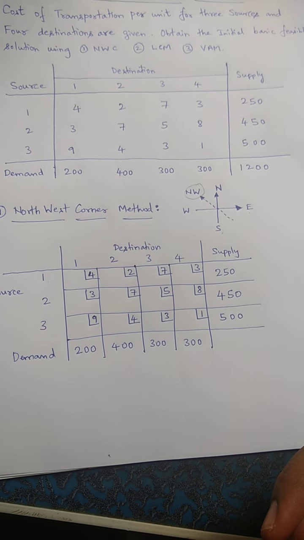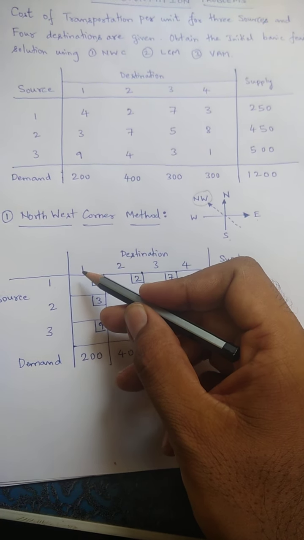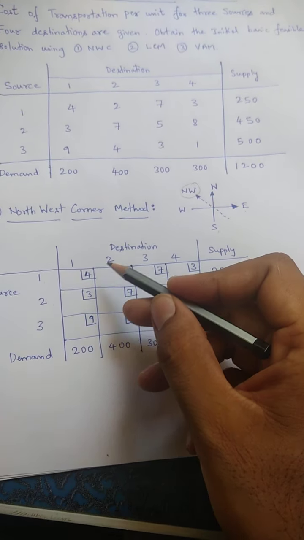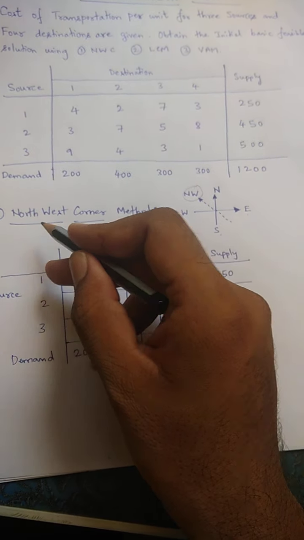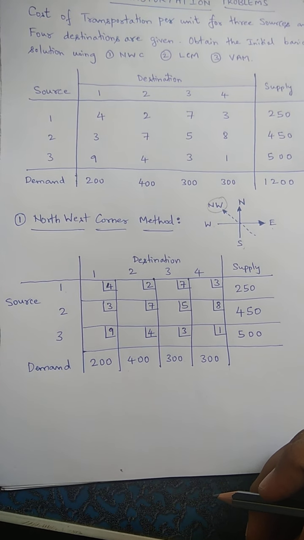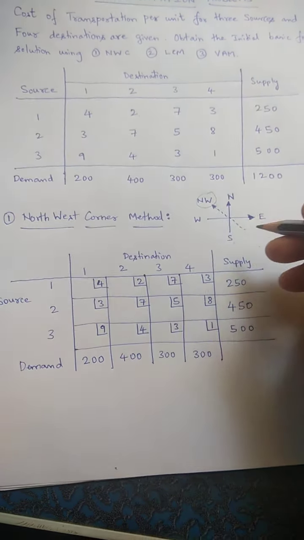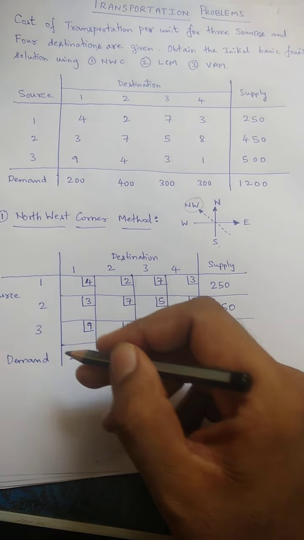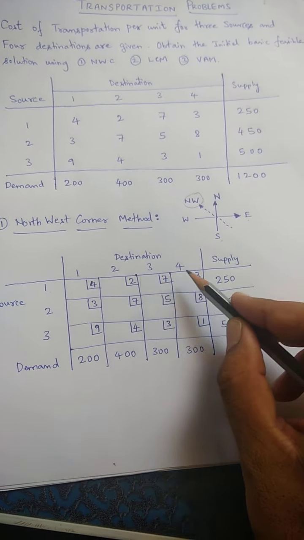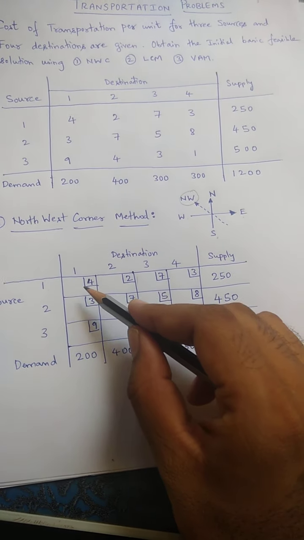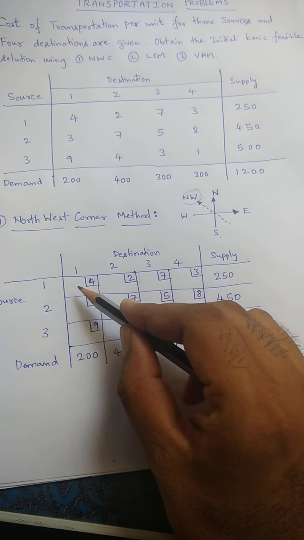Now we need to allocate how many units source 1 can cater to the first destination, source 2 to the second, like this. The northwest corner method says, always select the northwest corner cell. This is the north side, and this is the west side. So we will be selecting a northwest corner cell. That is, for this matrix, the northwest corner cell is this. So the allocation will be done for this cell first.